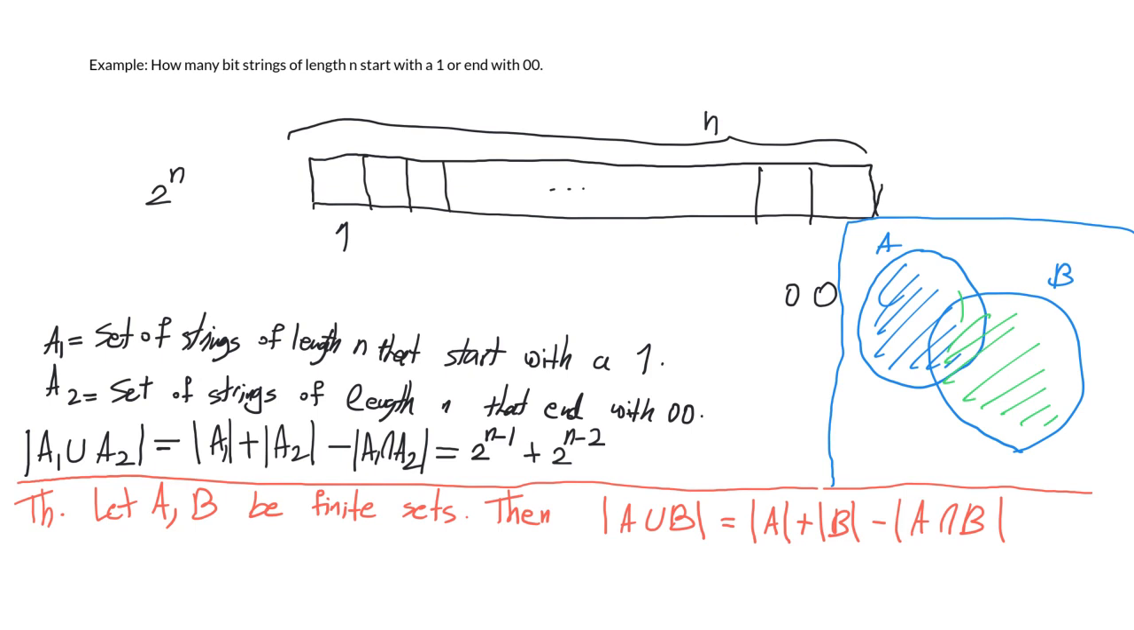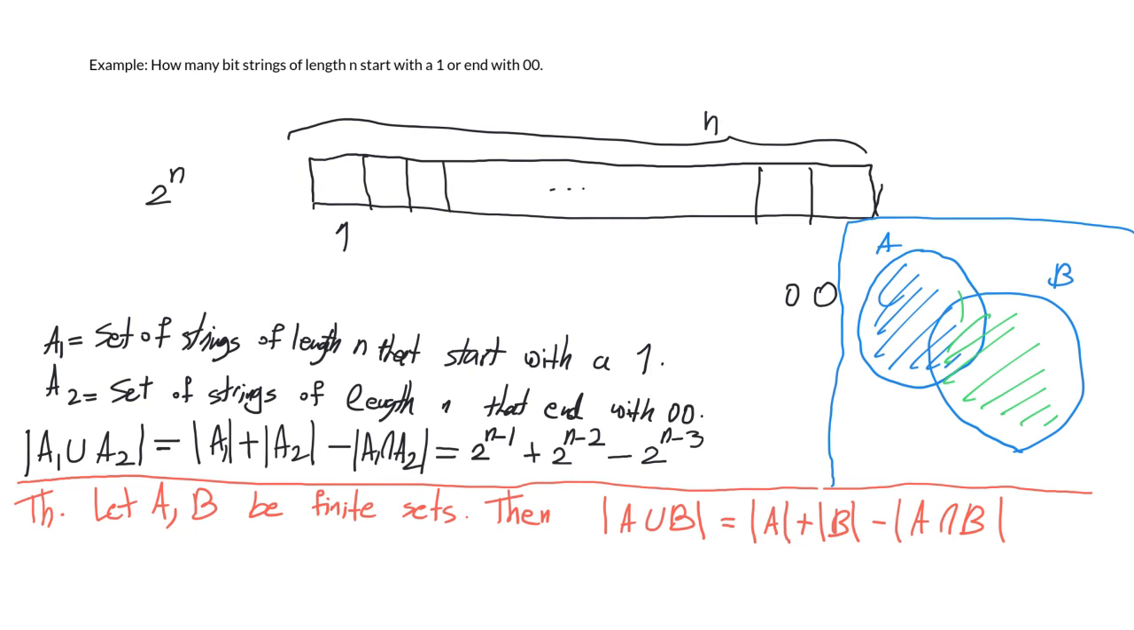And A1 intersection A2 is those strings which have a 1 in the first place and have two zeros in the last two places. Therefore, we have only n minus 3 places in the middle to put anything that we want. And therefore, the size of that is actually 2 to the n minus 3. Therefore, we obtain the number of elements that the example asks.